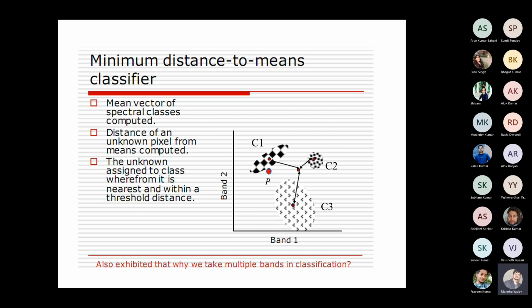So how is the distance calculated? It is the square root of the difference DN C1 B1 minus DN1, squared, plus again DN C1 B2 minus DN2, squared. So the distance is calculated. We call it the two-dimensional Euclidean distance. So the 2D Euclidean distance is calculated, and the input pixel is assigned to the class for which we get the least distance.